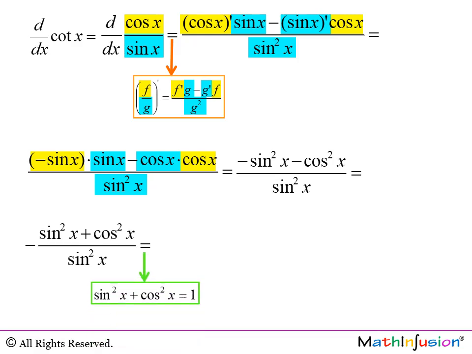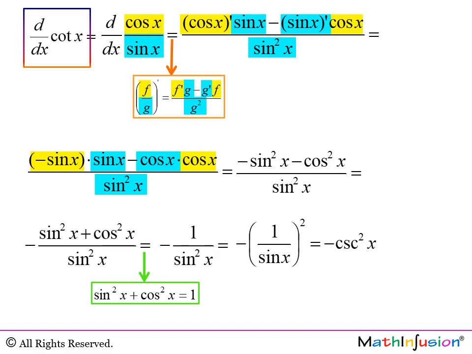And using exactly the same Pythagorean identity as before, I get that this is negative 1 over sine to the power of 2 of x. This can be written as this, and we get negative cosecant to the power of 2 of x. We conclude that d dx of cotangent x is negative cosecant to the power of 2 of x.